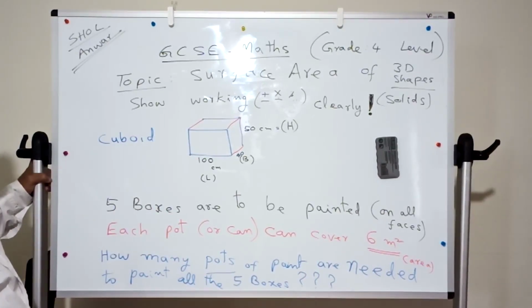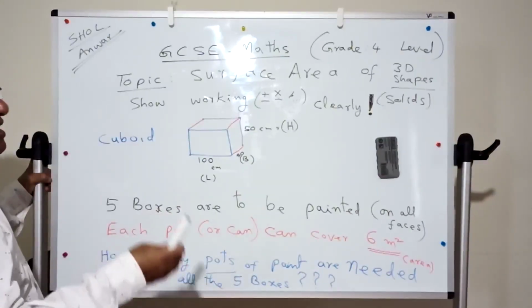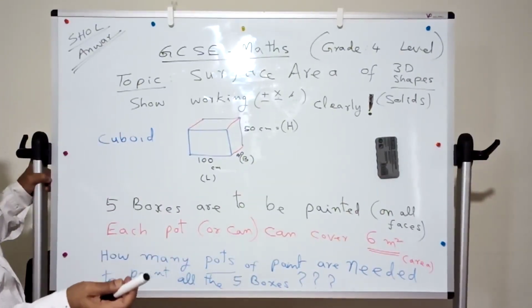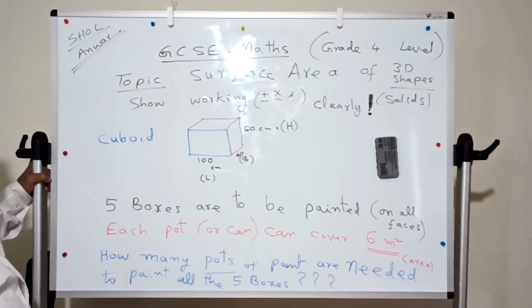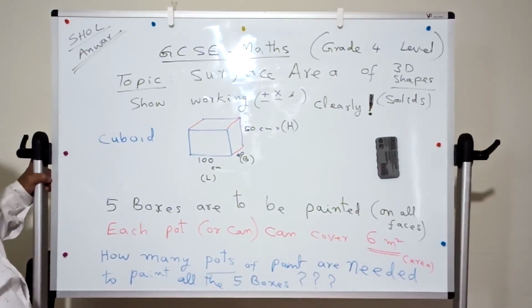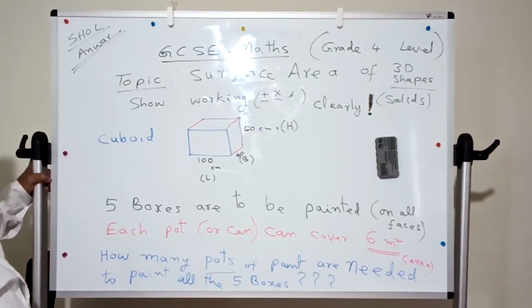In every problem you have to show working, meaning how you are getting the solution and answers. It's not sufficient to show 20, but how you get it: 4 times 5 is 20, or 5 plus 15 is 20, or 100 divided by 5 is 20. We don't know, so you have to show the working by the appropriate mathematical operation.